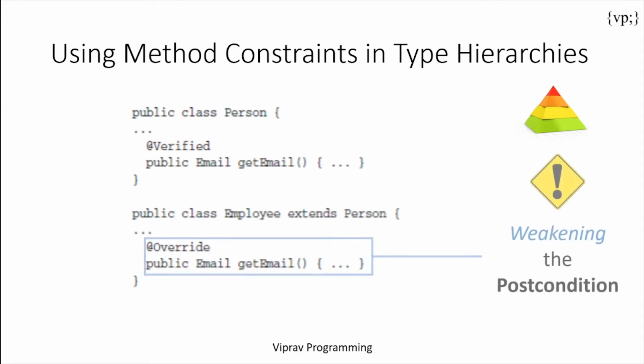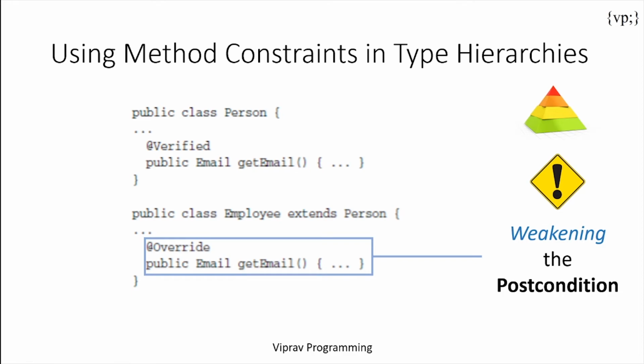And the following code shows another incorrect way to use method return value constraints. Here, you can see that the subclass Employee overrides the getEmail method from its superclass Person and effectively removes the validation of the return value on it. This is called weakening the post condition and is also not allowed. As you can see over here in the Person, you have @Verified, while this one, it does not have anything on it. This is weakening the post condition and is not allowed.